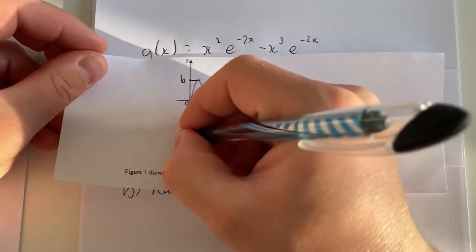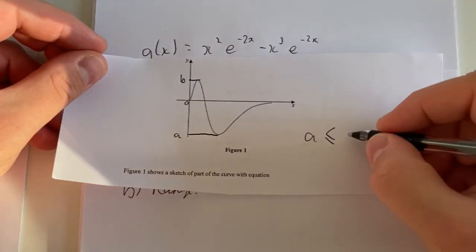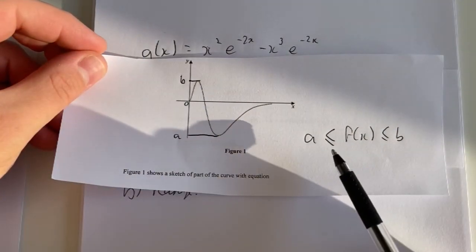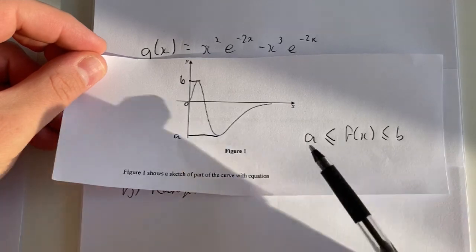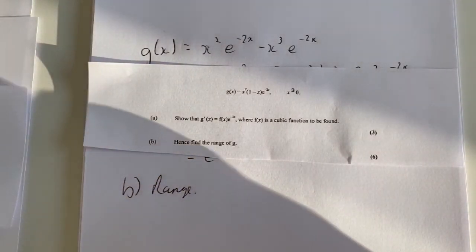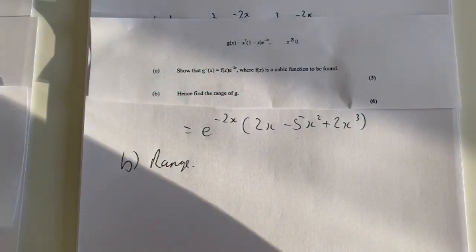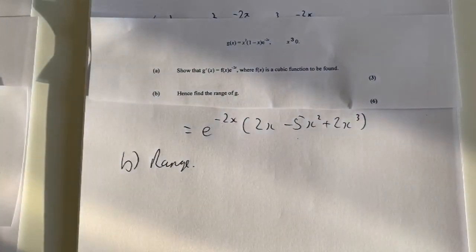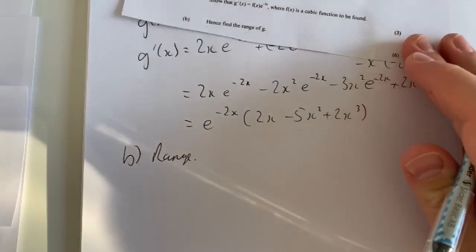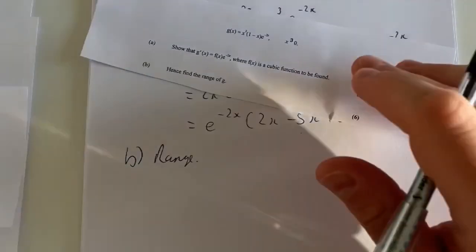So if that's b and that's a, our answer is going to be that f of x is greater than or equal to that lowest point and less than or equal to the highest point. But we need to find those 2 points. So the way that we do that is we want to find a maximum and a minimum point. Turning points is where we have dy by dx equal to 0, or in this case, g dash of x equal to 0.